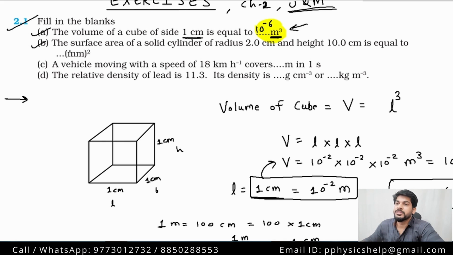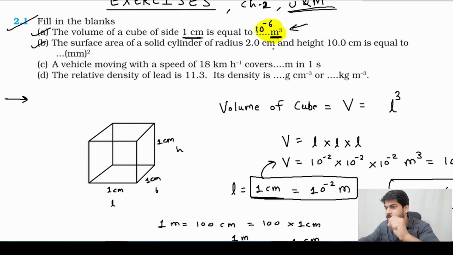It is saying that the surface area of a solid cylinder of radius 2.0 centimeters and height 10.0 centimeter is equal to dash dash mm squared. Now it's millimeter squared. So now again we have to be very careful over here about the significant figures as well as the decimal places. So check out these numbers. This is 2.0.